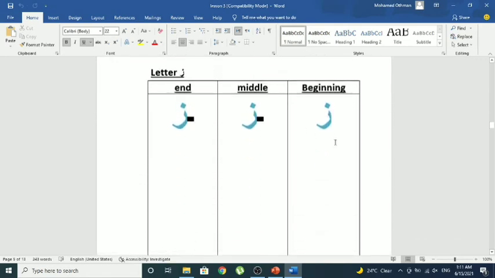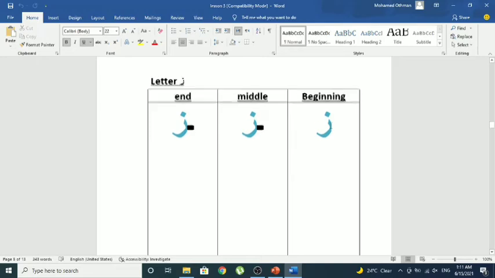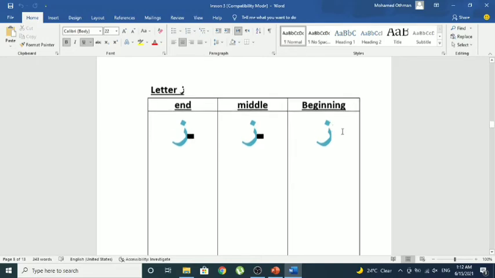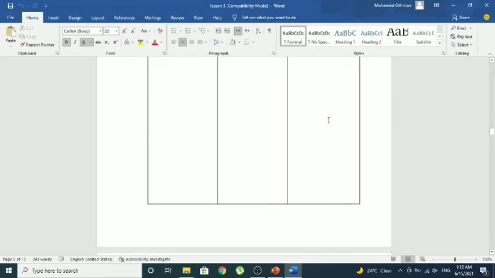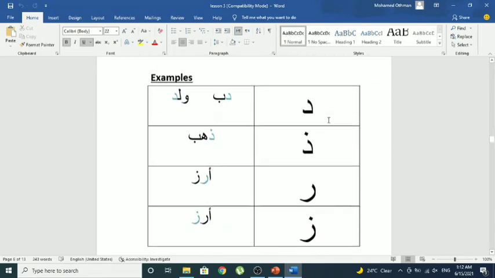and Zain, they are sisters too, but Zain has a dot above it. There are examples for these letters: Dal, Val, Ra, Zain.